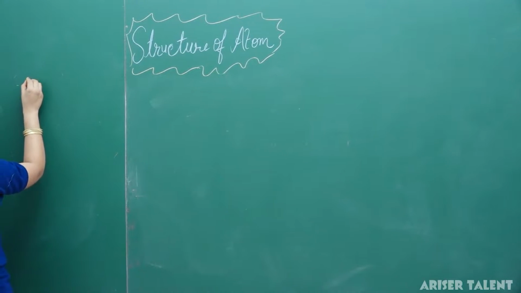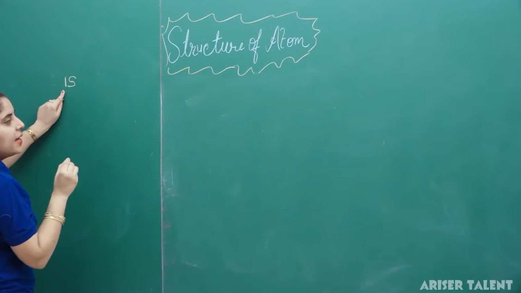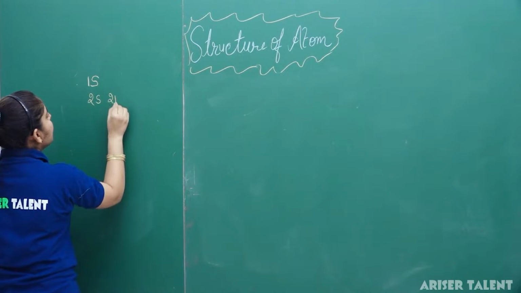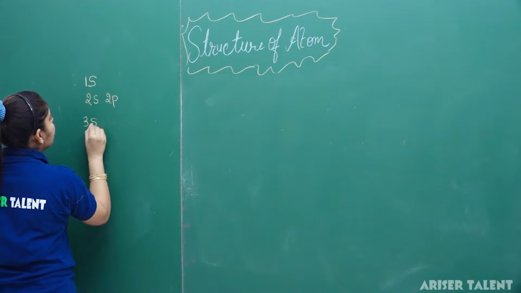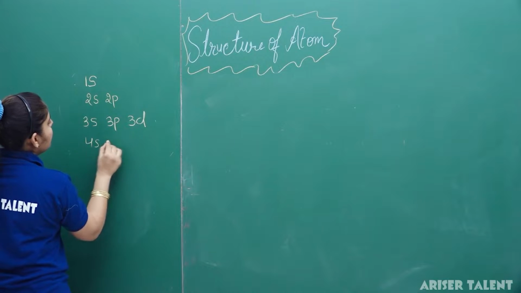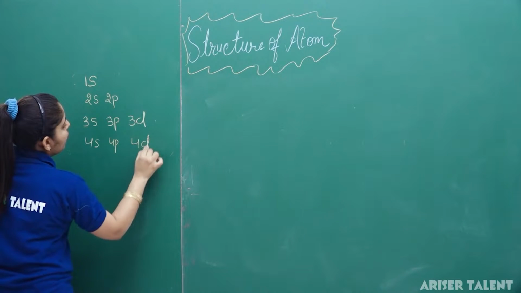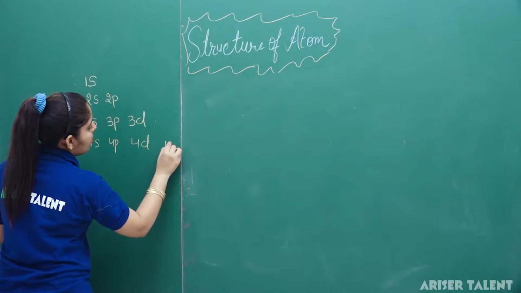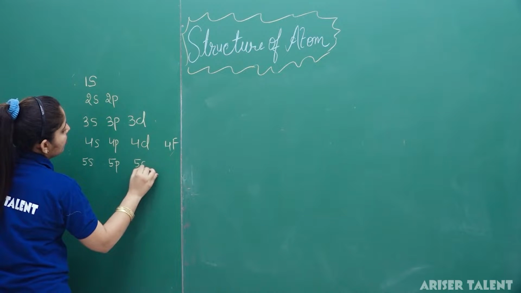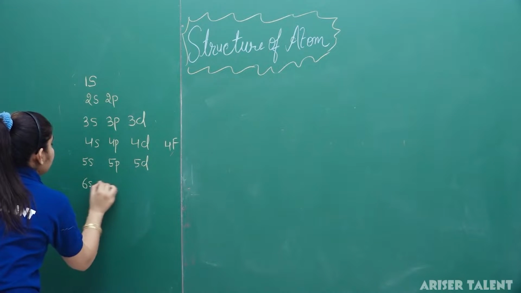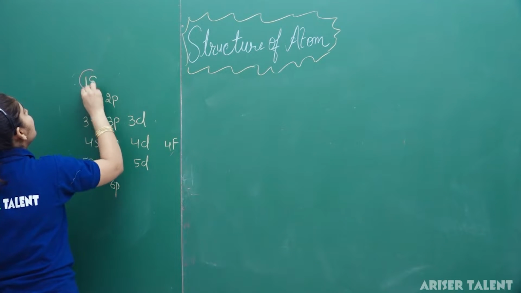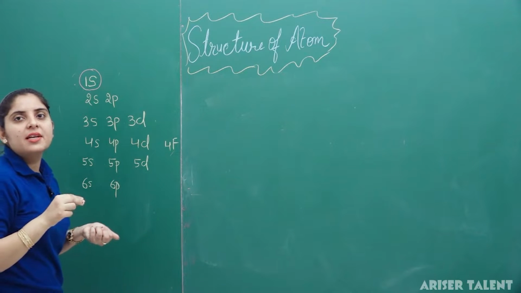Now, in accordance with the Aufbau principle, we have the 1s orbital in the first shell, then 2s and 2p, next 3s, 3p and 3d, next 4s, 4p, 4d and 4f, then 5s, 5p, 5d and last we have 6s and 6p. So these are the orbitals according to the Aufbau principle, in which the electron with the lowest energy will occupy the shell.